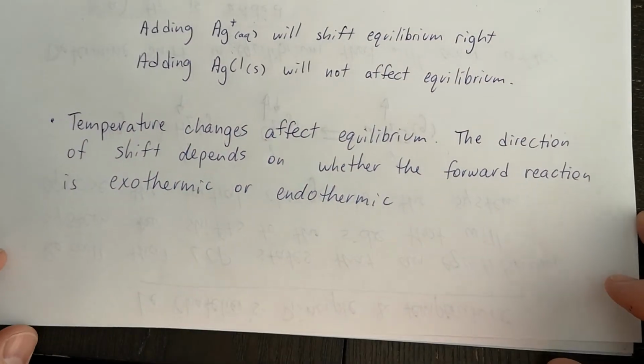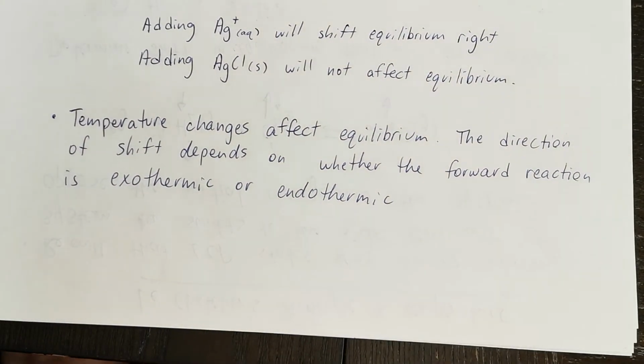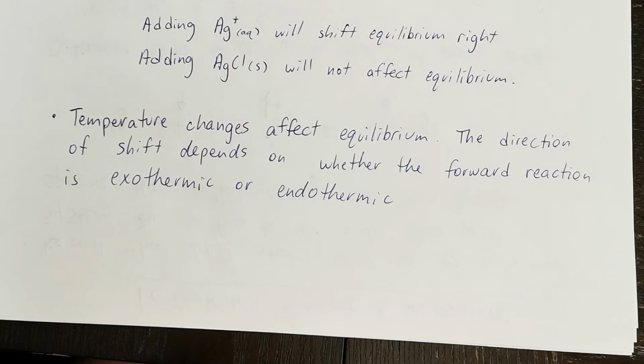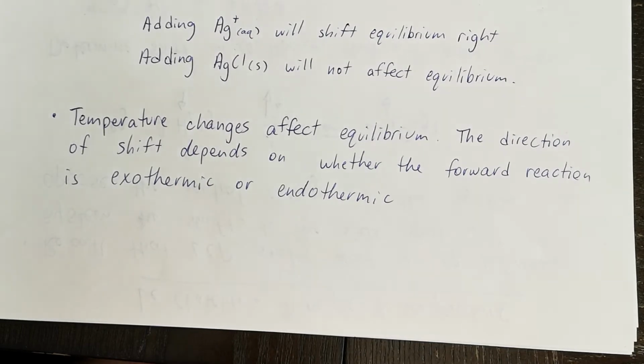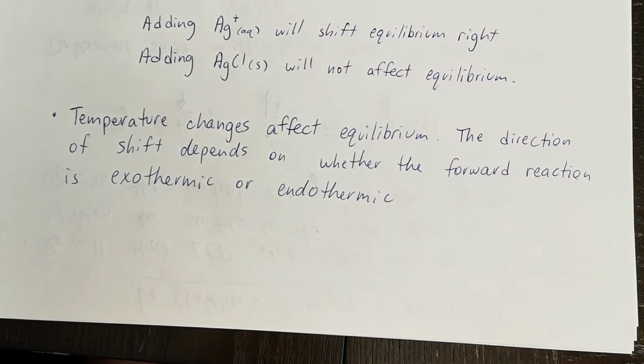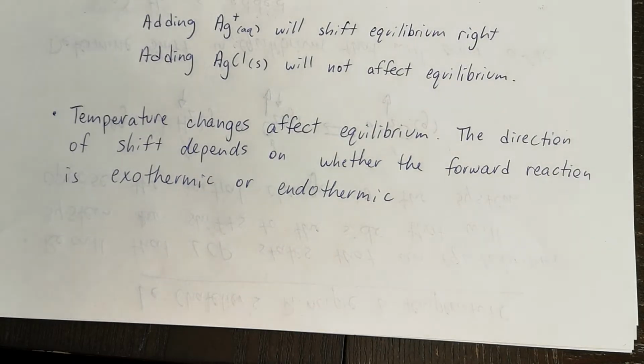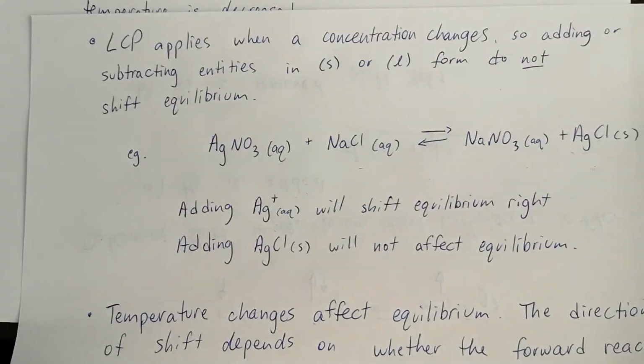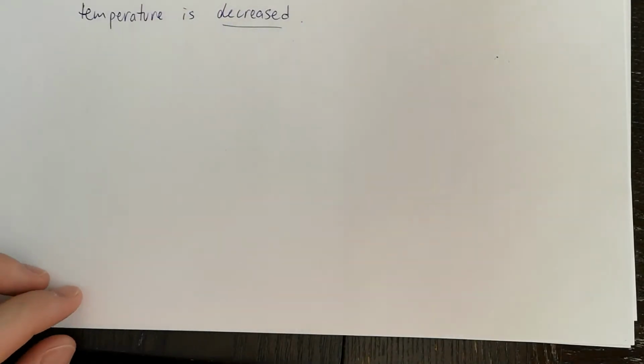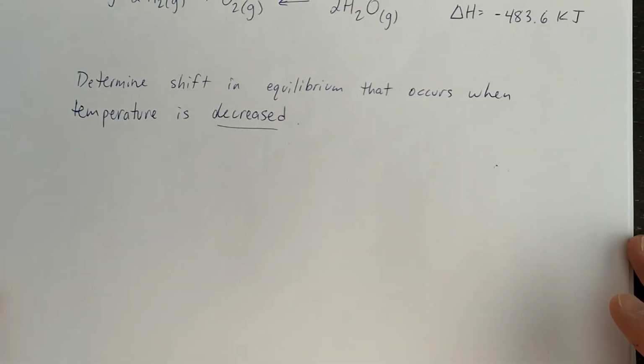Now let's talk about temperature. Temperature changes affect equilibrium, also Kc. Keep that in the back of your head. That'll be a question at some time. The direction that the equilibrium shifts depends on whether the forward reaction is exothermic or endothermic. It's pretty simple. If you understand what's going on with Le Chatelier, this is going to be no problem.